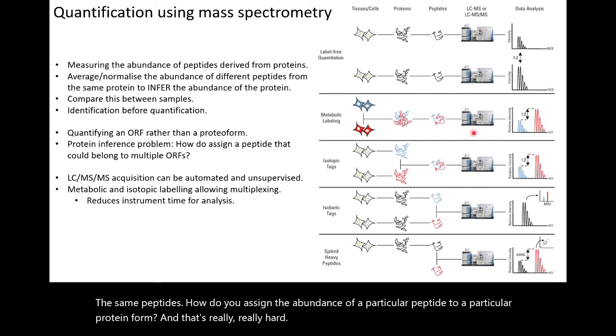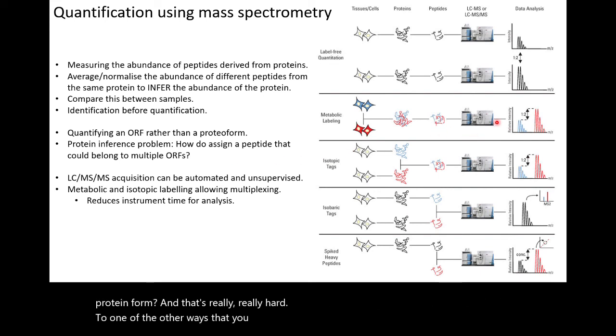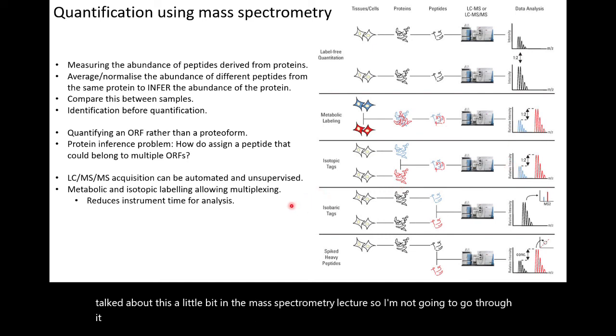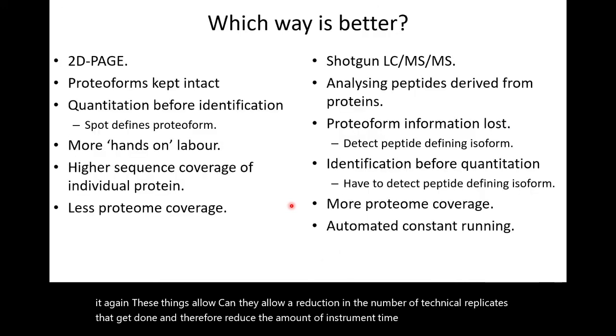One of the other ways that you can measure and quantify stuff is by doing labeling experiments, where you can grow different cells in culture with different metabolic labels. We talked about this a little bit in the mass spectrometry lecture, so I'm not going to go through it again. These things allow a reduction in the number of technical replicates that get done, and therefore reduce the amount of instrument time that you need for analysis. So this leads to the question, which way is actually better?